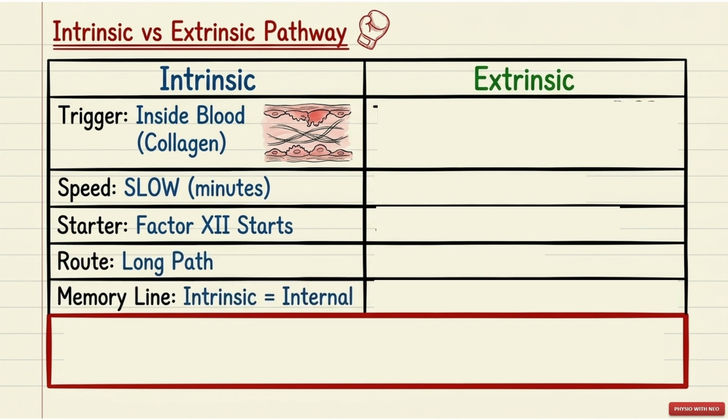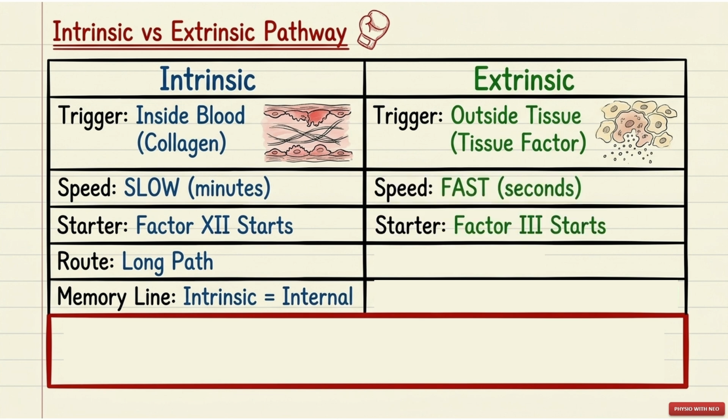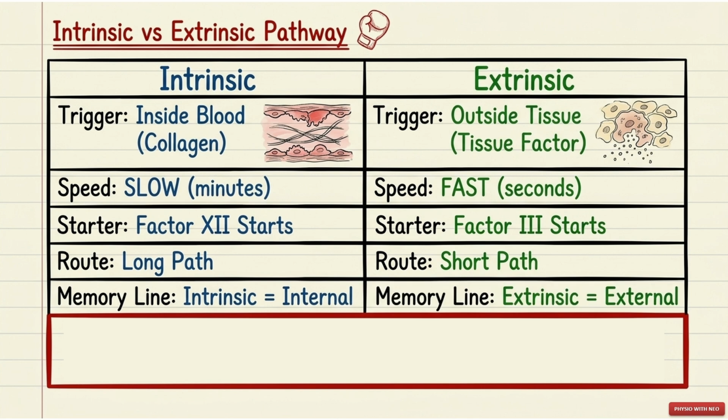And remember, intrinsic is internal, whereas extrinsic start by the tissue injury outside the blood vessel. It is faster. It starts with factor 3. It is having shorter path. And remember, extrinsic is external.